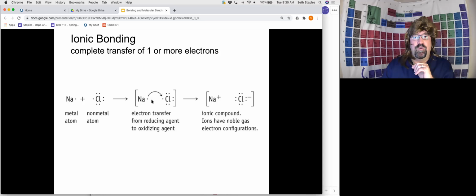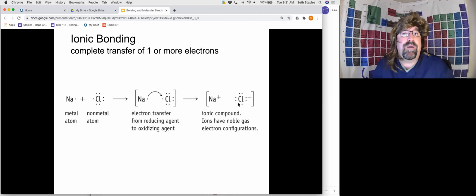Since sodium is losing 1 electron, that makes it a positive ion. Chlorine gains 1 electron to make it a chloride ion. We will now have an ionic compound because the pluses and minuses will be attracted.